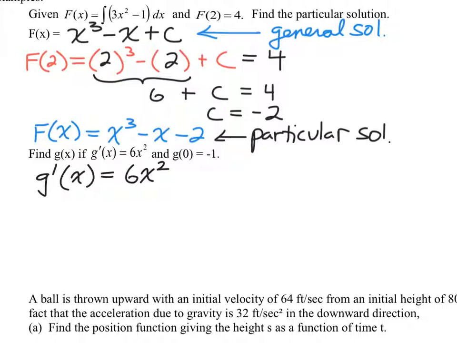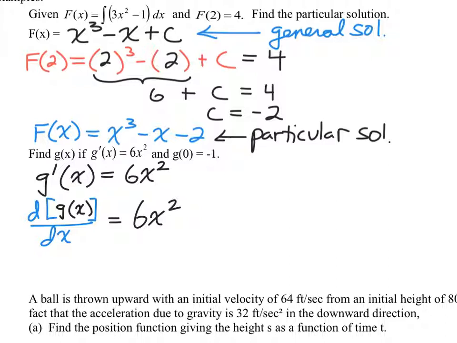So g prime of x, the lowercase g prime of x, would be the result of the derivative with respect to x of lowercase g of x. Now, if we went a step back from that, it would become uppercase, because the hierarchy is capital as the antiderivative, lowercase as the original function, and then the primes start getting into derivative territory. So d g of x dx is the same thing as g prime of x, right? So that's the same as 6x squared.